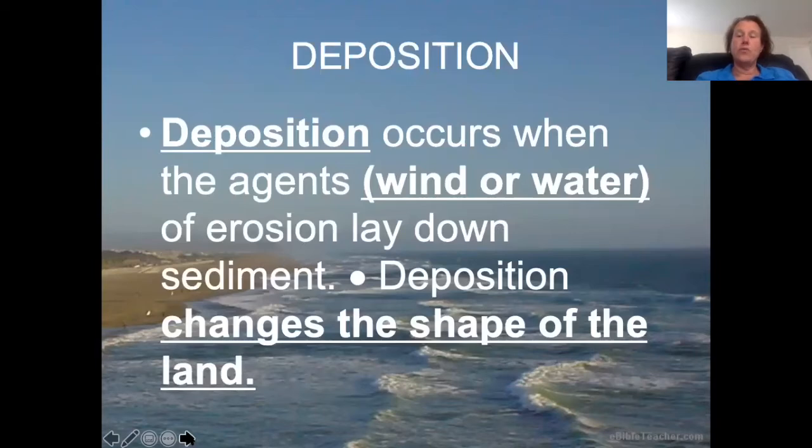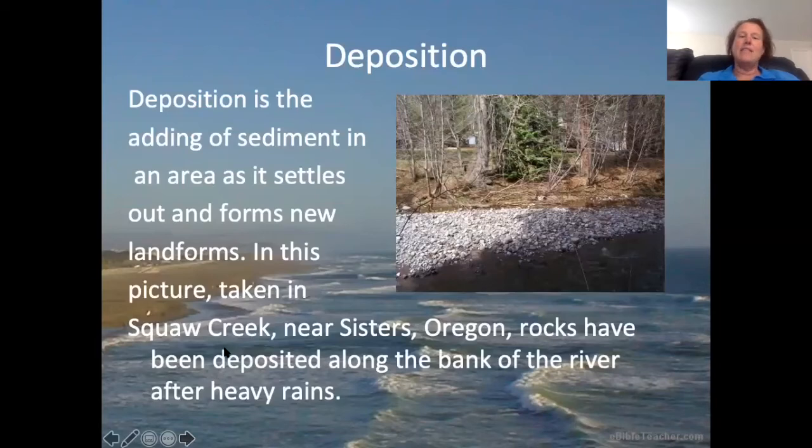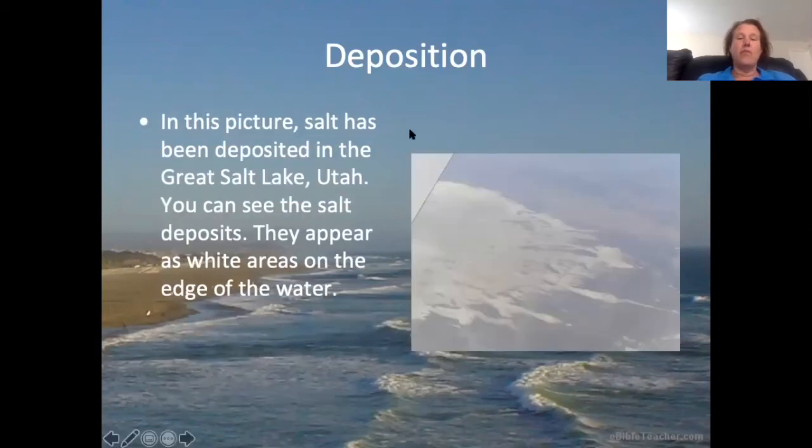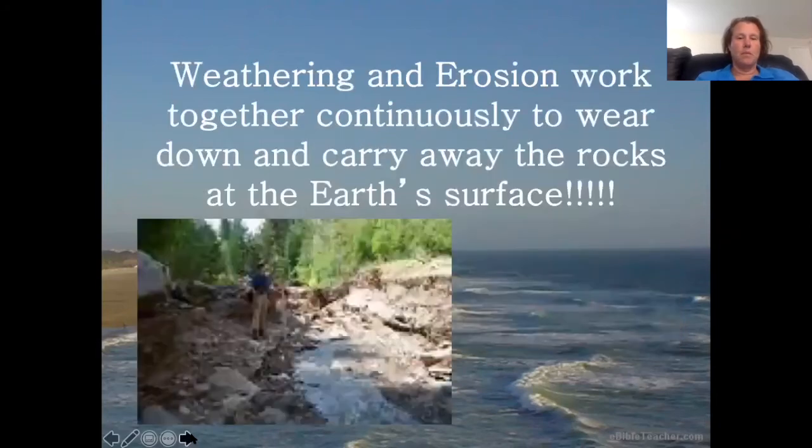All right, so that's erosion. We broke down the rock with weathering. It was carried away with erosion, and now it's been dropped. Deposition is when the agent of erosion, wind or water, lays down the sediment. So it's changing the shape, because it's taking rock from over here and moving it over there. It adds sediment to an area as it settles out and forms new landforms. In this picture, salt has been deposited in the Great Salt Lake, Utah. You can see the salt deposits appear as white areas on the edge of the water.